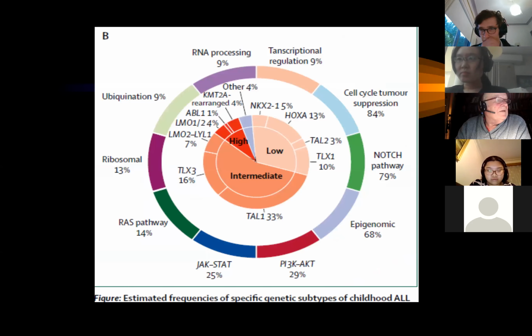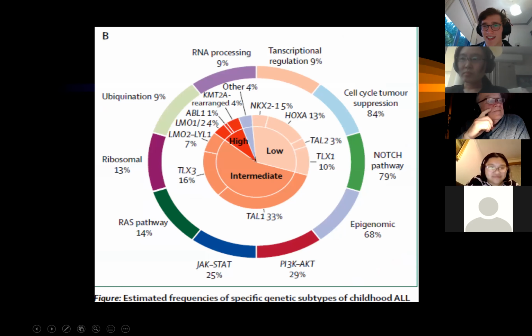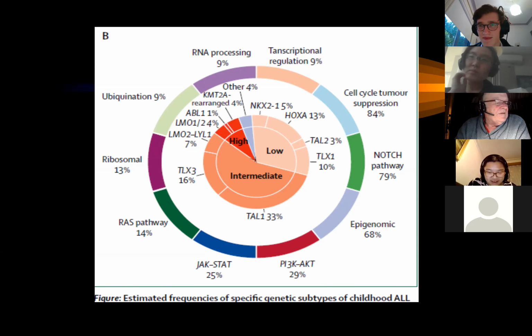Molecular studies. Now this is meant to intimidate you, this slide. This is ALL. And are you aware of the hallmarks of cancer? If you read around the outside of this disc, they're the sorts of hallmarks of cancer. And on the inside of the disc are the particular genes in childhood ALL. It's divided into high risk, low risk, and intermediate risk. And each of those genes tells you which case the patient falls into.